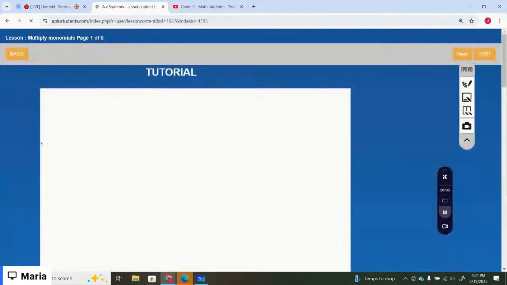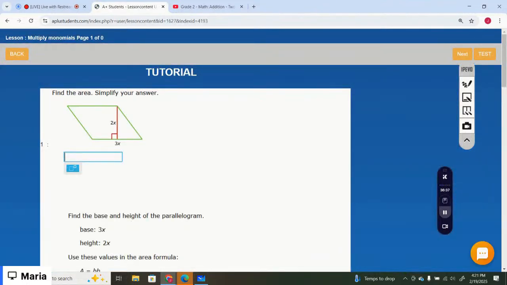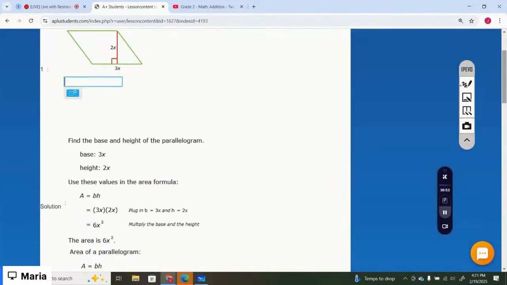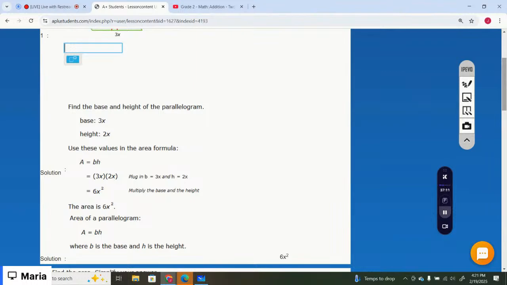Multiply monomials. Find the area. Find the base and the height of the parallelogram. The base of the parallelogram is 3x and the height is 2x. So that means the area is b times h, that is 3x times 2x, that is 6x squared. Area of a parallelogram is area equals base times height.